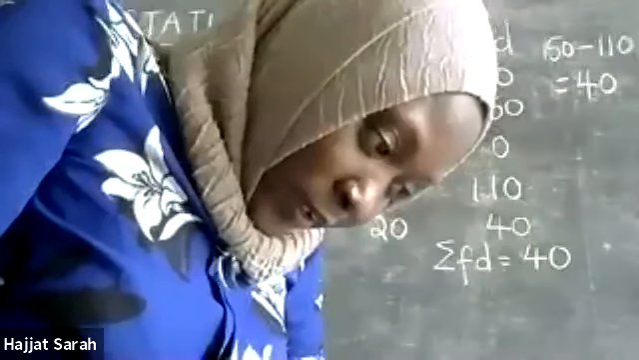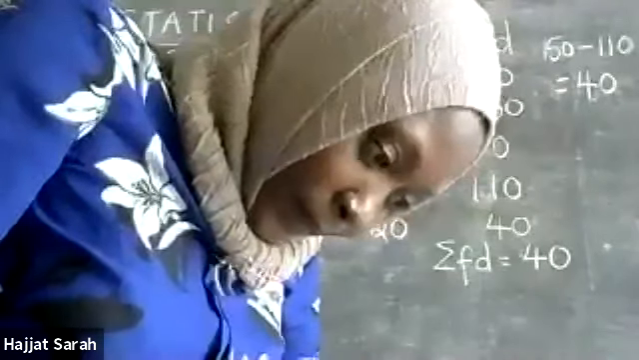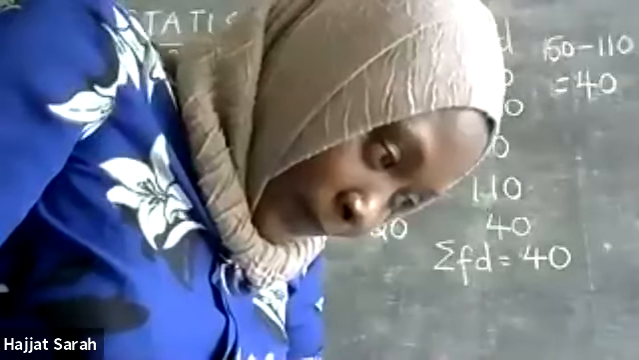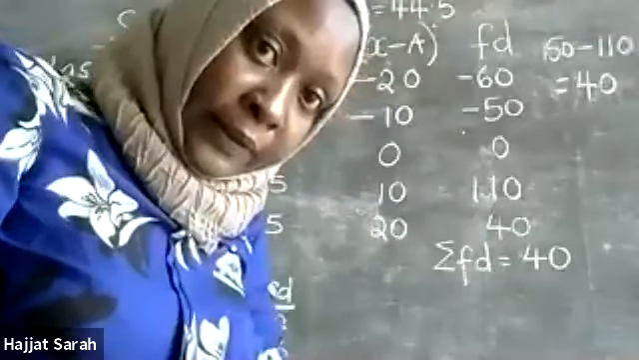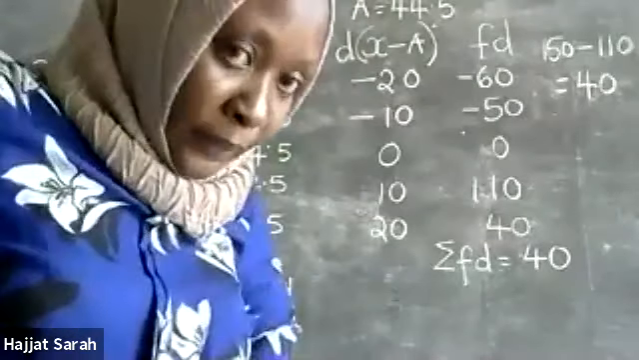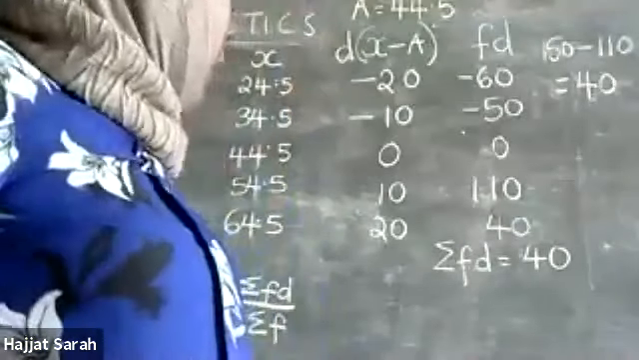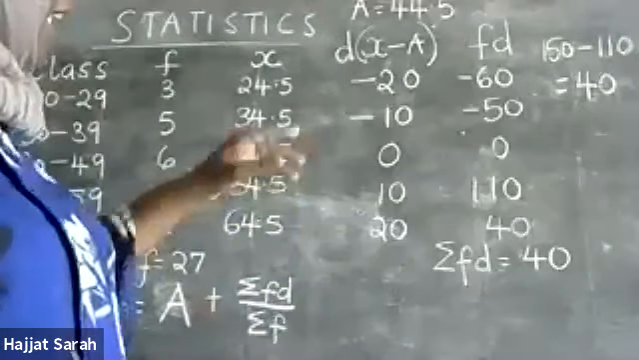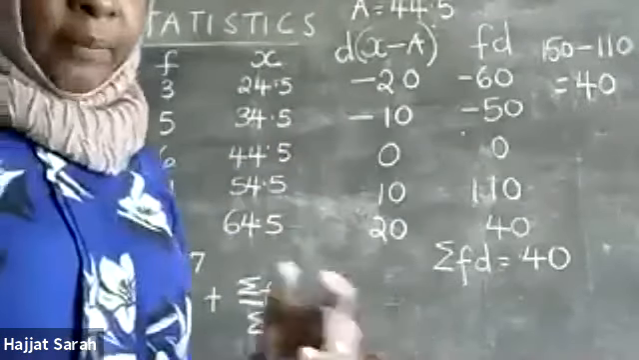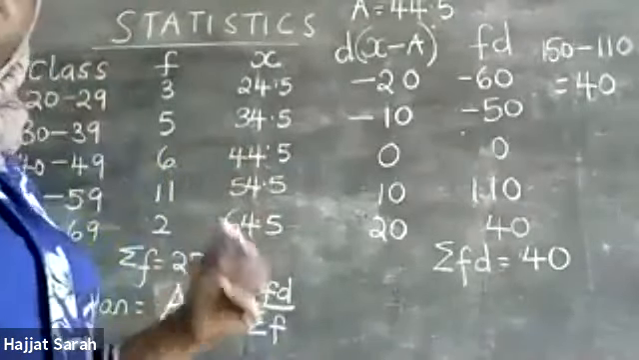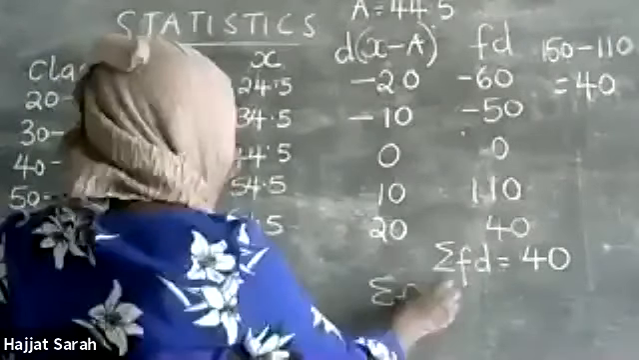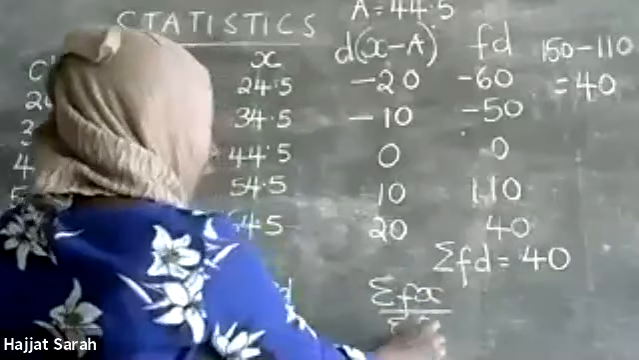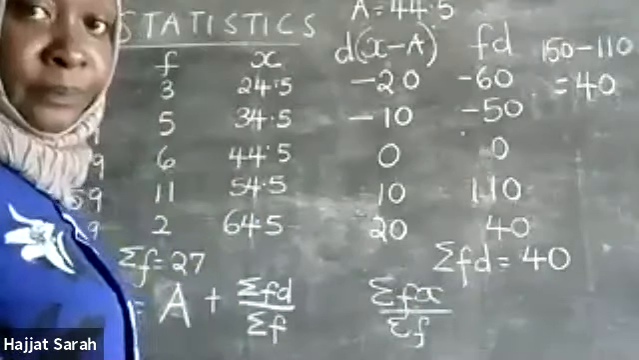Pardon, where does the D go, into X, or is it plus A? I didn't understand that part. I said this is another way of getting the mean. The first method we used to work out the mean was using the summation of fx over the summation of f. You remember that one?